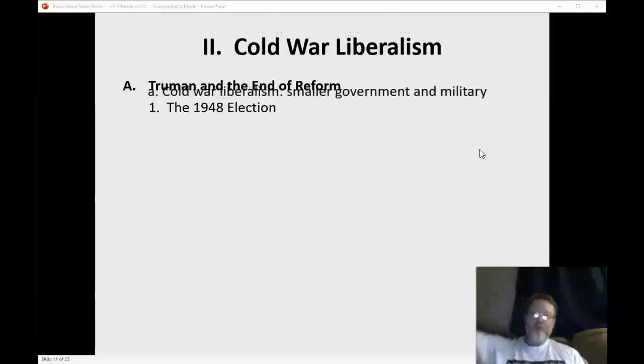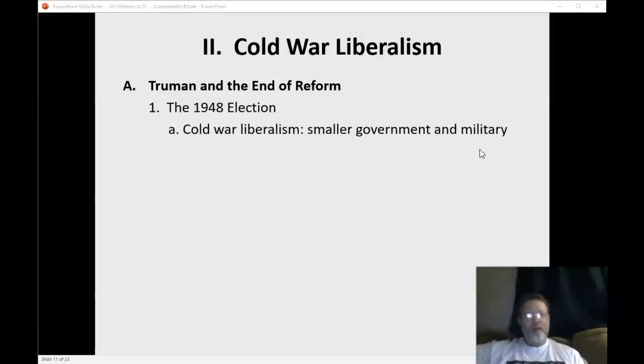Truman hoped for a big expansion. He actually wanted to expand on FDR's liberal ideas and social welfare programs. He runs for election in 1948, and what he ends up getting, in his idea of expanding and extending social welfare in America, is what we call Cold War liberalism.